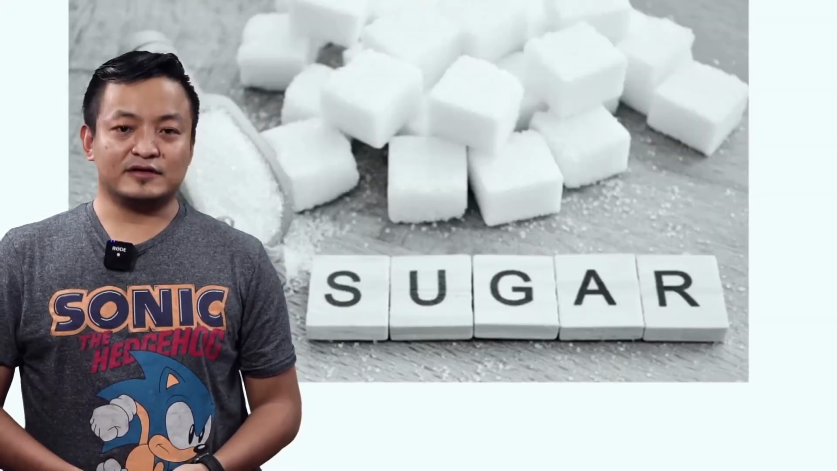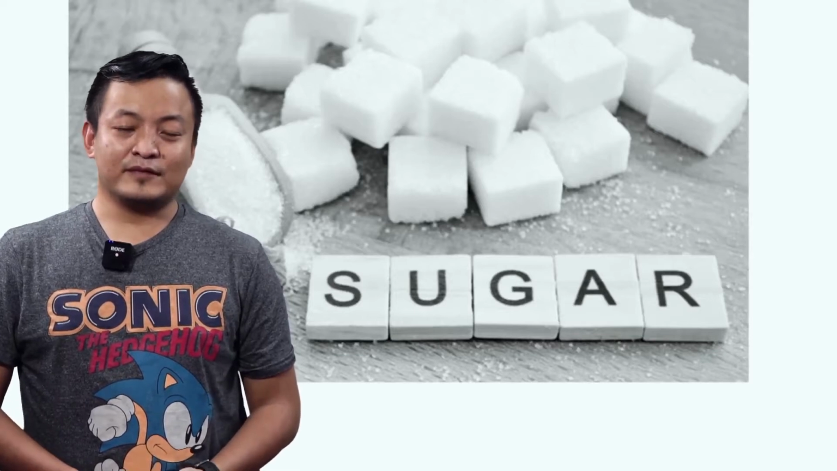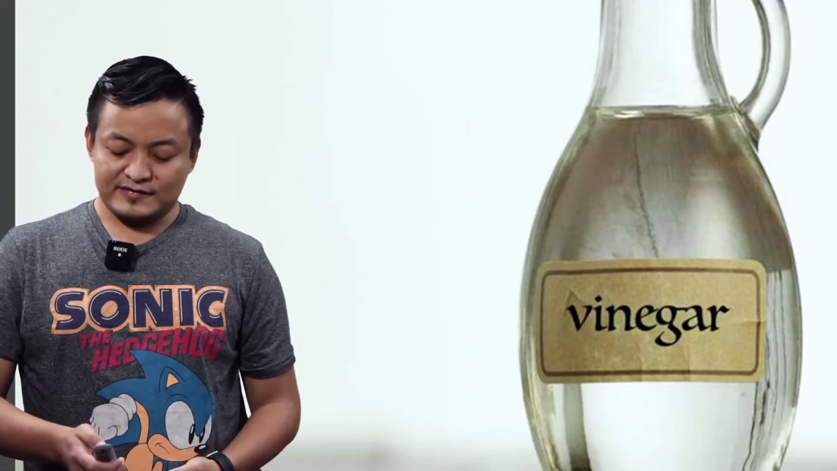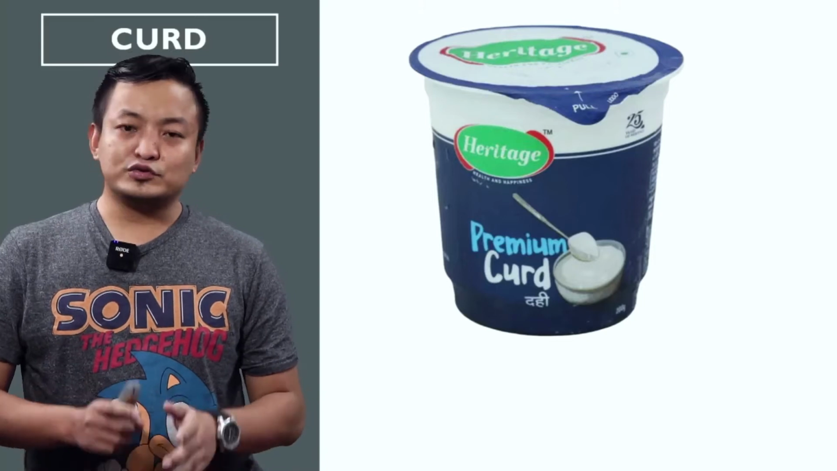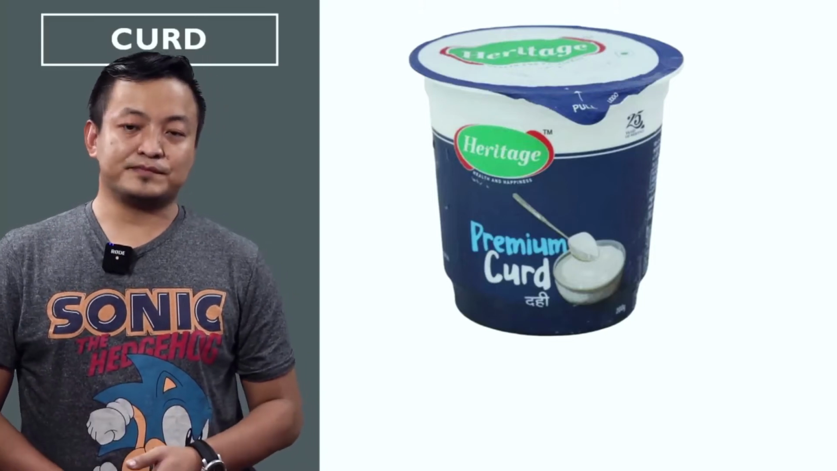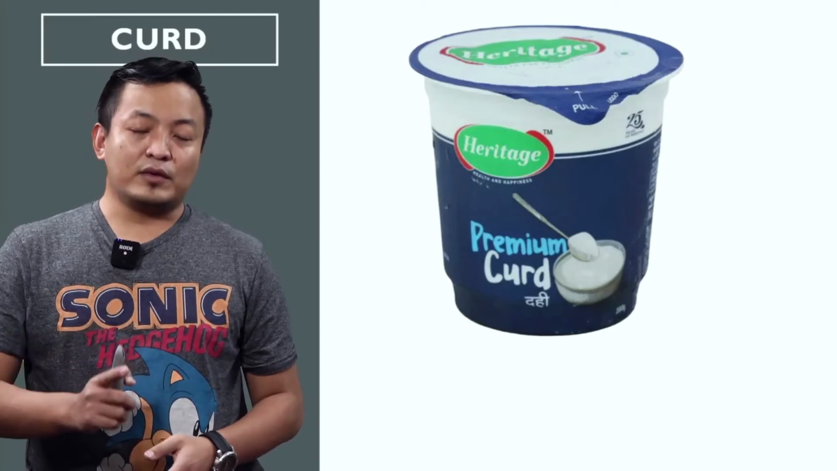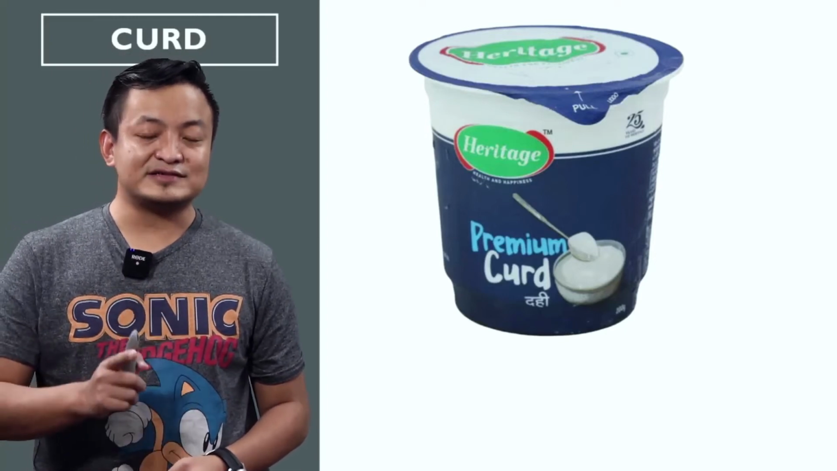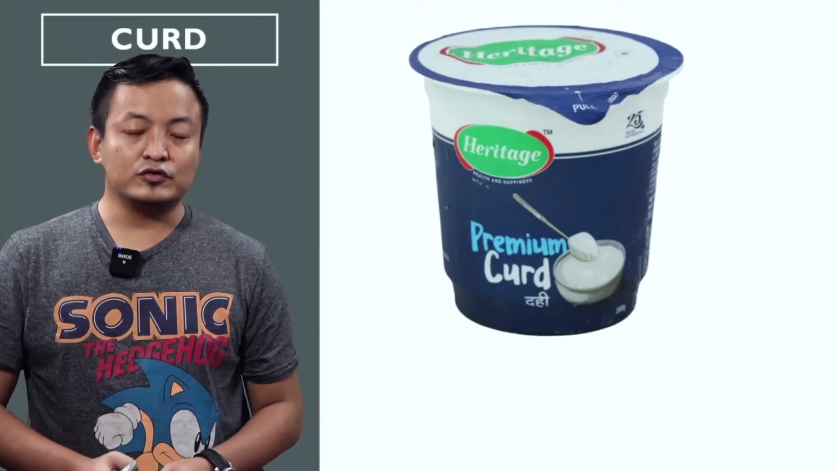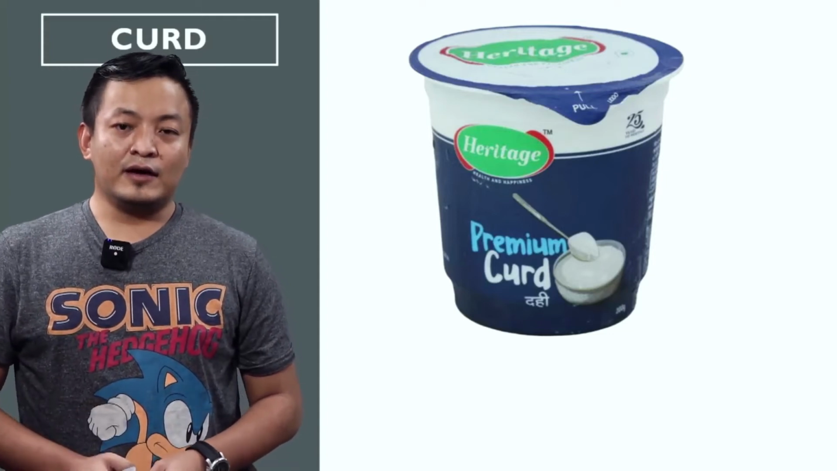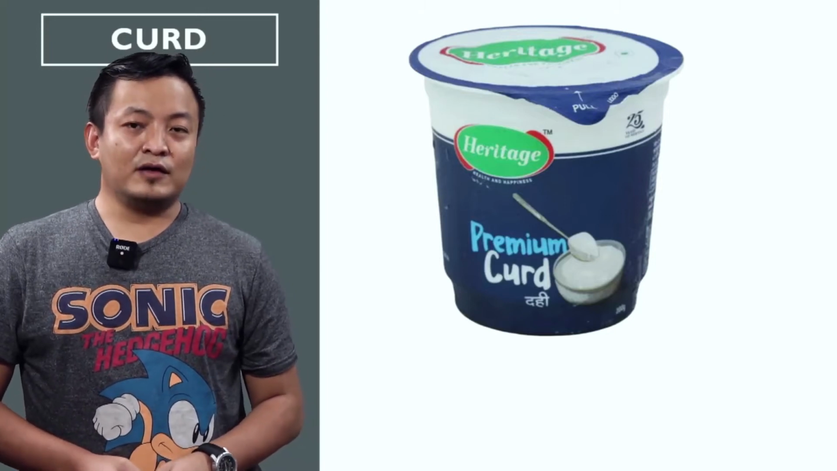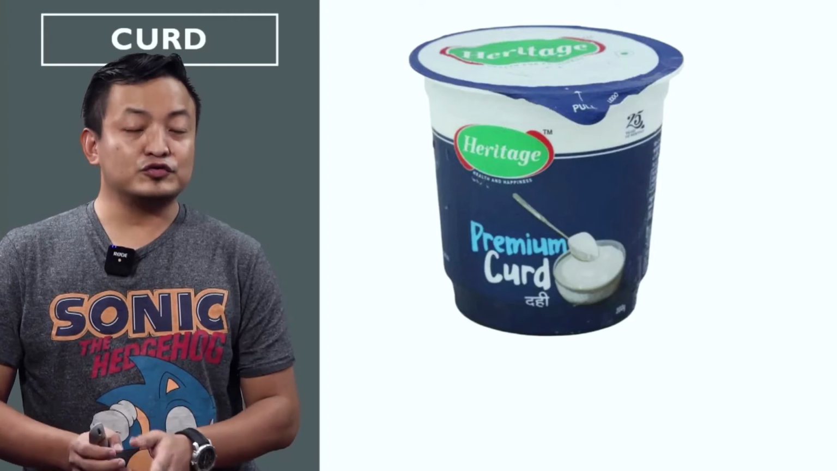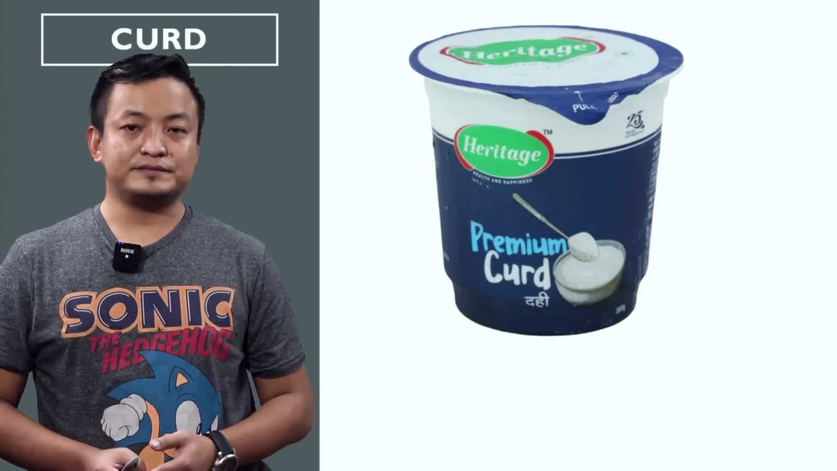Now the fourth substance is sugar. The fifth is vinegar. And the sixth substance that I'll show you is curd. So I have shown you 6 edible substances, right? What is common is that all these 6 substances are edible. But what about the taste? All the 6 substances that I have shown you, their tastes are different, right?